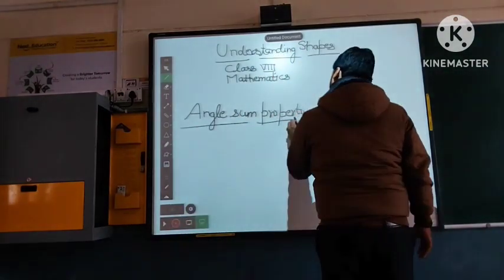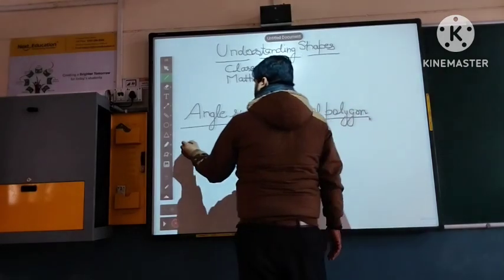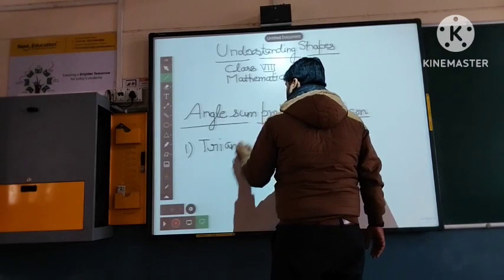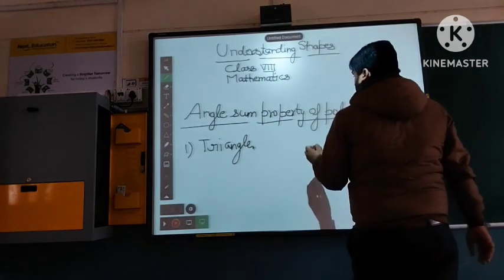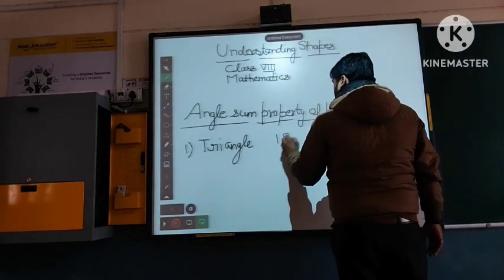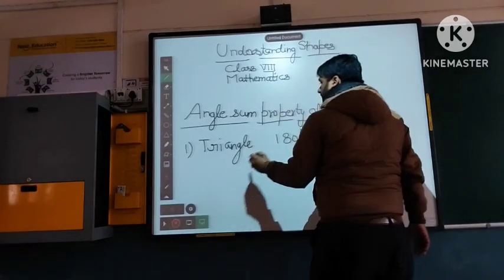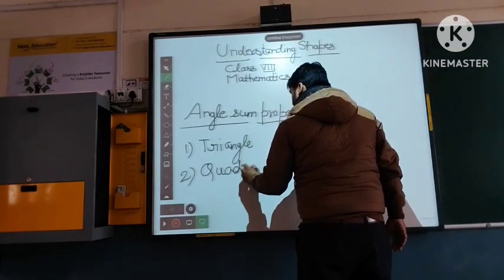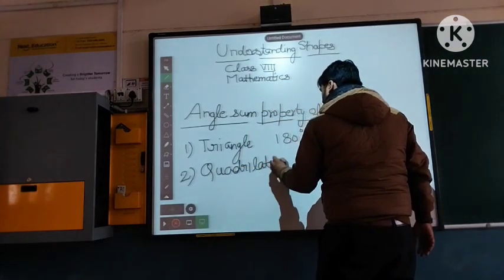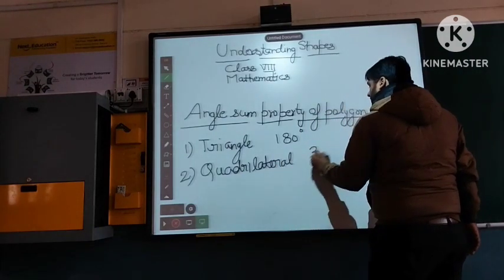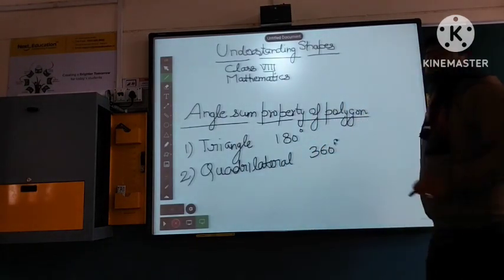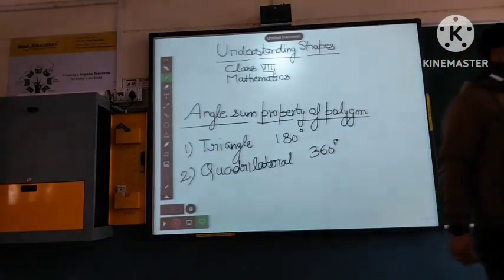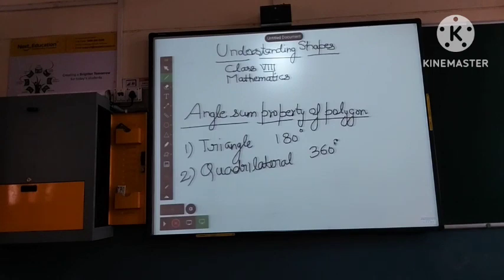First, under this heading, we'll see some general properties that you know. If I talk about a triangle as a polygon, we know the sum of the angles of a triangle is 180 degrees. The second thing is the sum of angles for a quadrilateral. A polygon with 4 sides, and it is 360 degrees. Now with this, we can generalize the formula and find the sum of all the interior angles for any polygon. And what will be that formula?